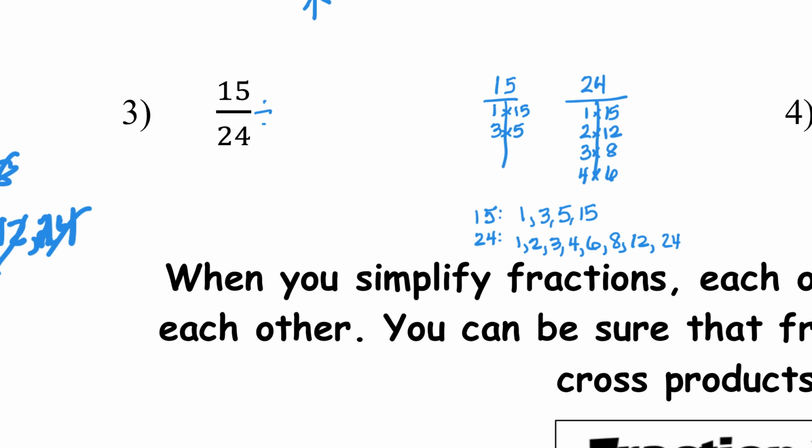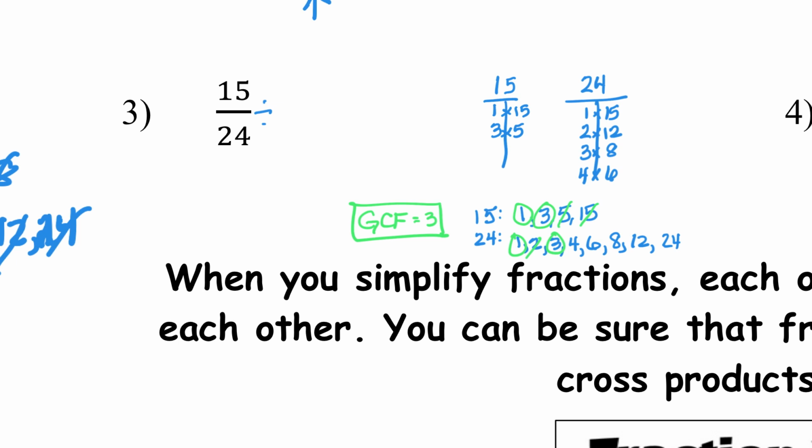Once you make your T-charts, go through the list and see which is the greatest common factor. I see that 1's in both. I see that 3 is in both. 2 is not. 5 and 15 we're done. So the GCF here is going to simply be 3. So my GCF, my greatest common factor, the biggest factor in both 15 and 24, is 3.